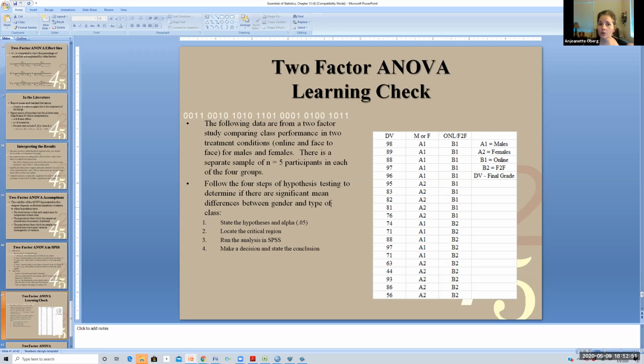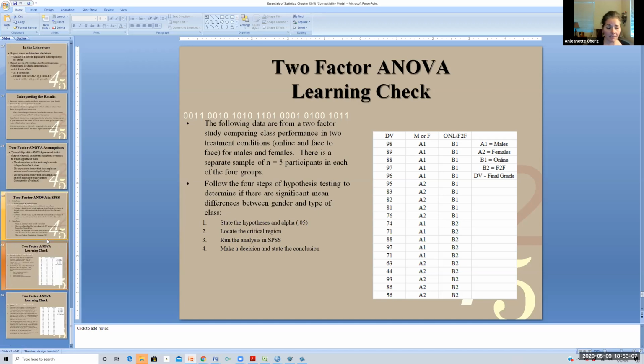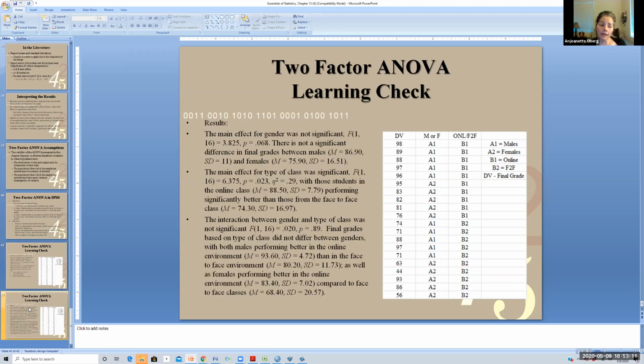So we would still use the hypothesis testing, where we state our hypotheses and our alpha level. We do that for each of the 3 research questions. Locate the critical region, run the analysis in SPSS instead of manually calculating it, and then make a decision based on that SPSS output. So I actually have a video and some materials posted on Canvas that will allow you to see what the results are for this particular data set.